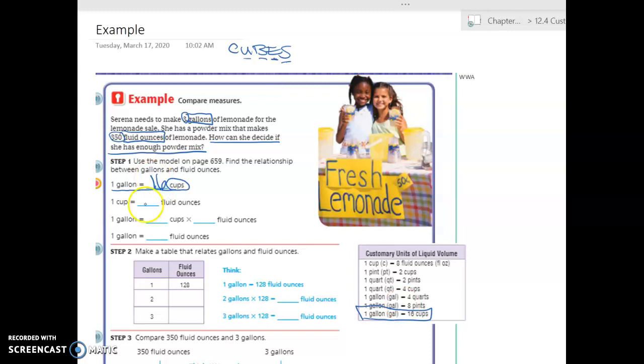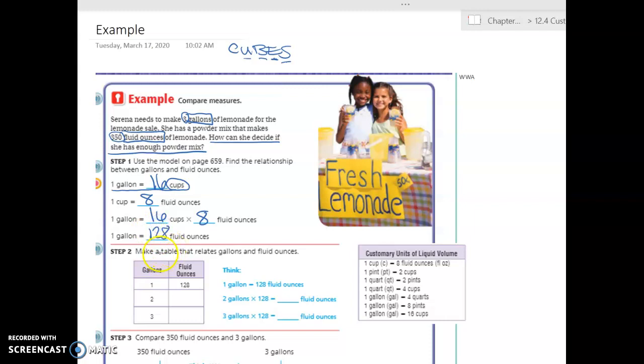Now, I'm going to pause and allow you to look at these next 3 using this table. You should have found that 1 cup equals 8 ounces. 1 gallon equals 16 cups. And you would multiply that by 8 fluid ounces. And 1 gallon equals 128 ounces.